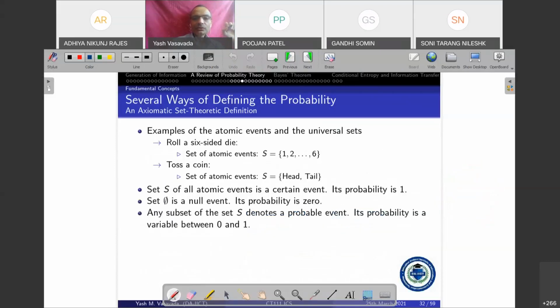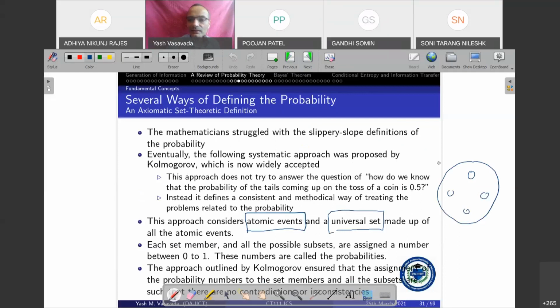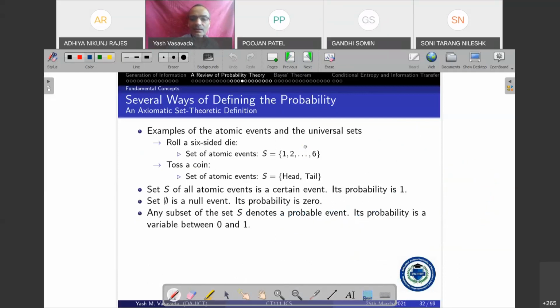And so he said, I'm going to come up with a rule for doing that. Okay, so fine. Let us take an example. If it is a die with 6 faces, then the atomic events are that the die comes up 1, 2, up to 6. These are the atomic events. And so the universal set in this case will have 2 to the power 6, 64 possible events.